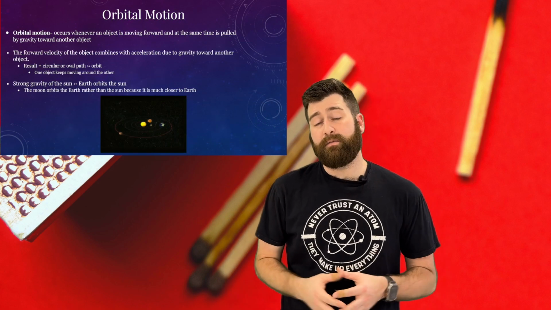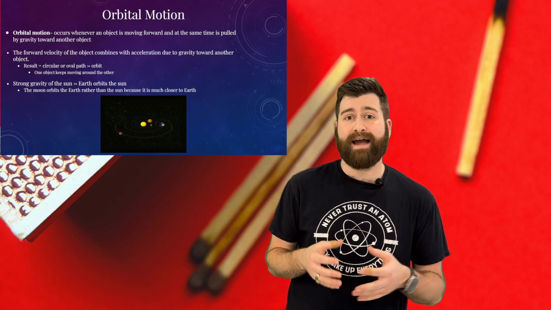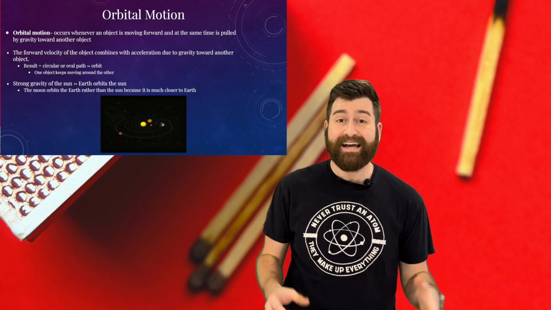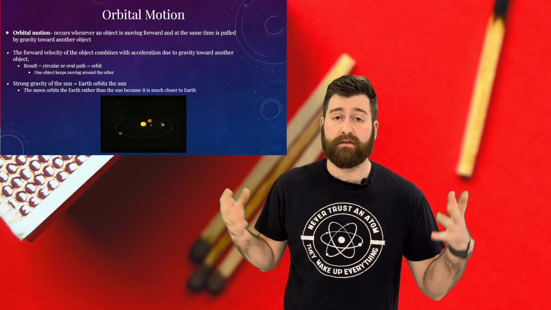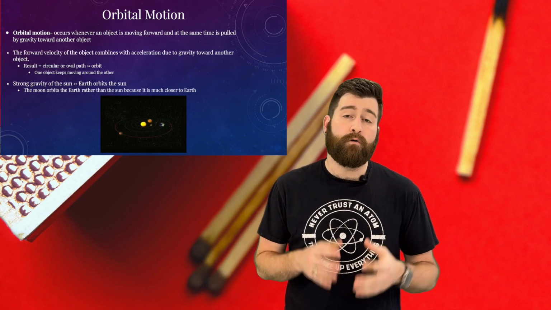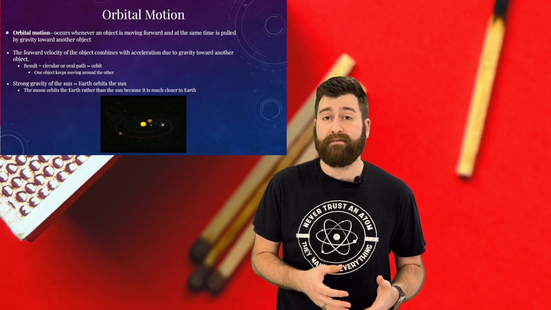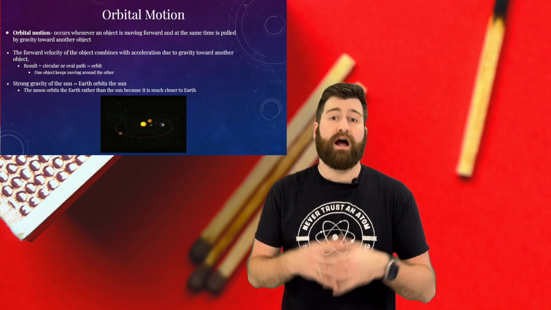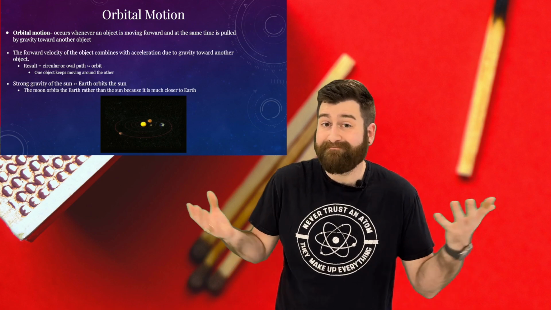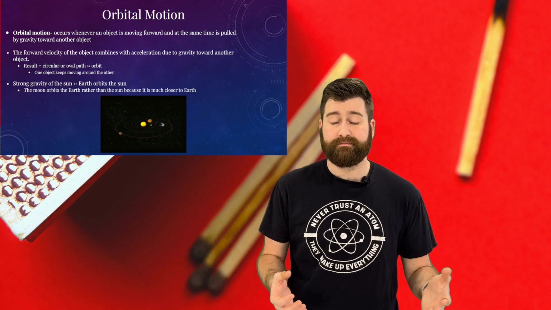And then finally we have orbital motion. So orbital motion occurs whenever an object is moving forward and at the same time is being pulled by gravity towards another object. The forward velocity of the object combines with the acceleration due to gravity towards another object. And the result of this is a circular or oval path, aka an orbit. One object keeps moving around the other.